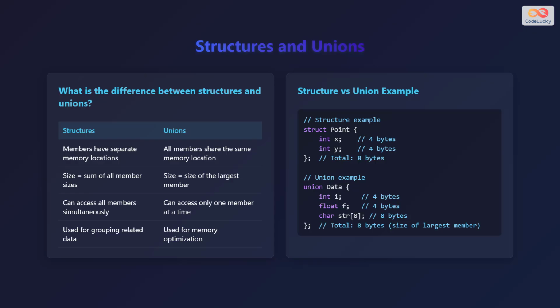The structure point contains 2 integer members, x and y, each taking up 4 bytes. Therefore, the total size of the point structure is 8 bytes. The union data contains an integer i, a float f, and a character array str. All members share the same memory location. The size of the union is determined by the largest member, which is the character array str with 8 bytes.